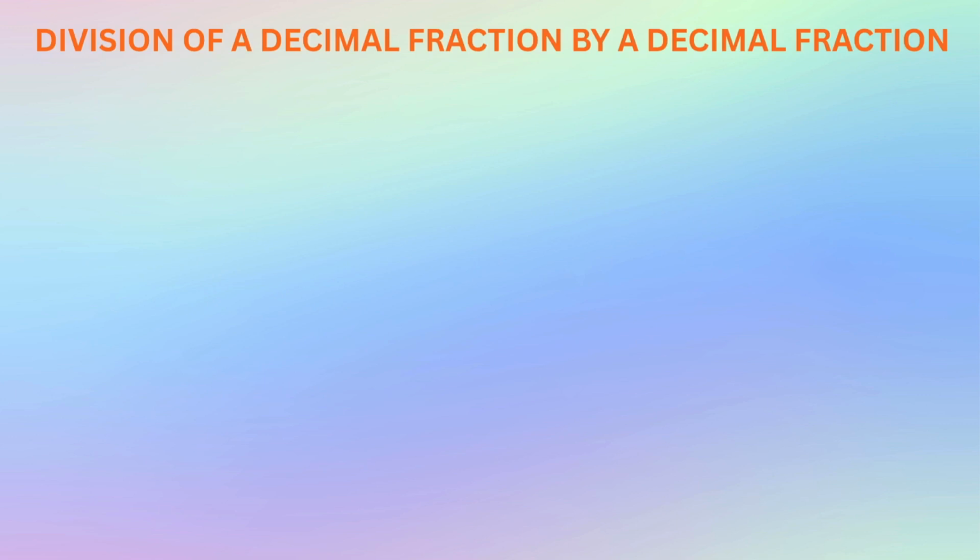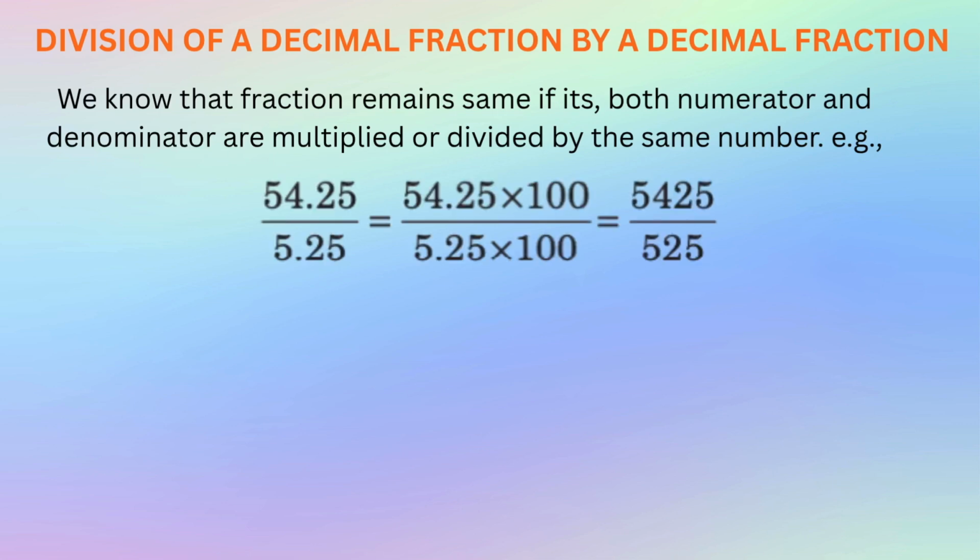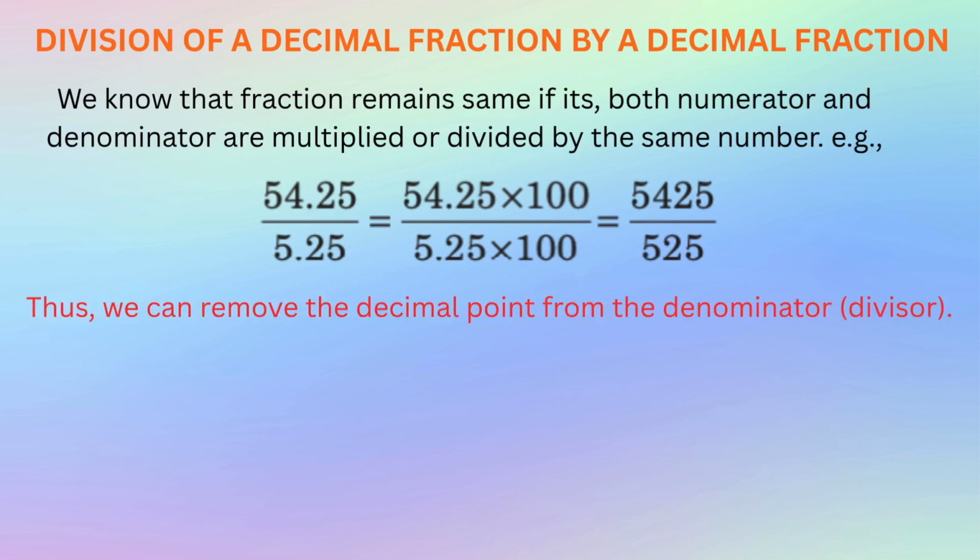Division of a decimal fraction by a decimal fraction. We know that a fraction remains the same if both its numerator and denominator are multiplied or divided by the same number. E.g., 54.25 divided by 5.25 equals 54.25 times 100 divided by 5.25 times 100 equals 5425 by 525. Thus, we can remove the decimal point from the denominator, the divisor.